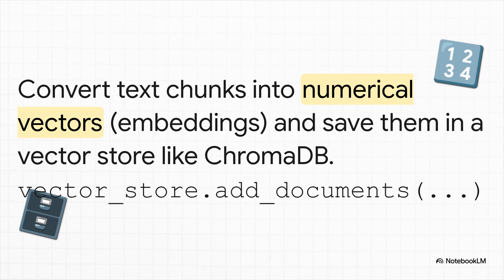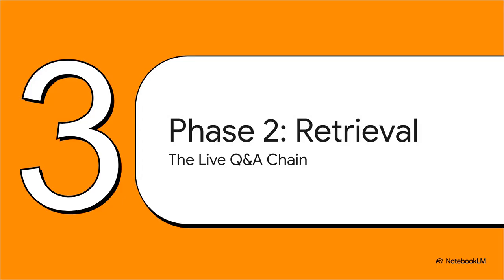Now, all our knowledge is organized by meaning, which makes it super fast to search later. Okay, so our library is indexed. Let's move on to phase 2, the live Q&A chain. This is the interactive part of our app. This is what happens in real time every time a user types in a question.